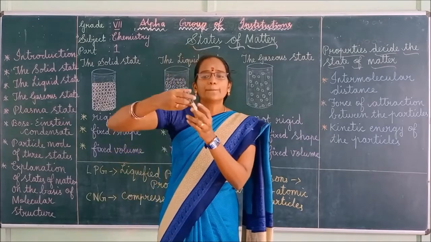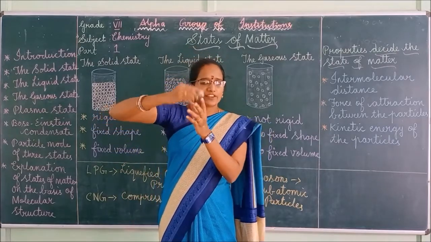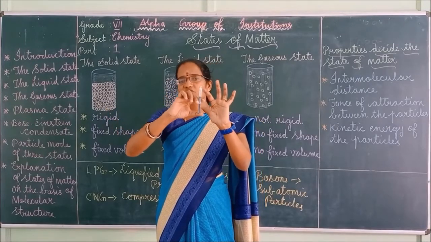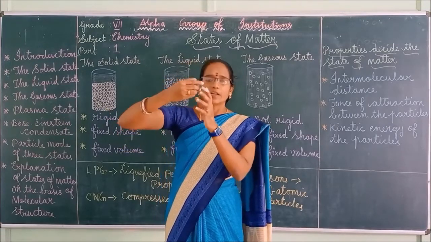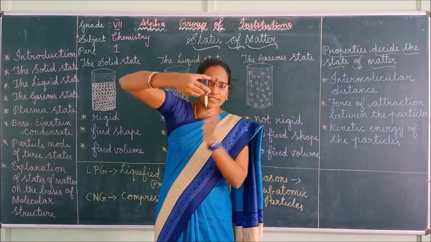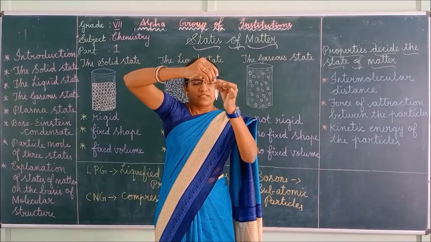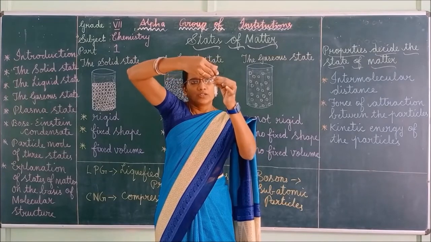Okay. Now what do we have to do? Try to compress the piston. Okay. Try to compress the piston. First I take the chalk powder syringe. Okay. Now I am going to compress it. See, it is very difficult to compress.